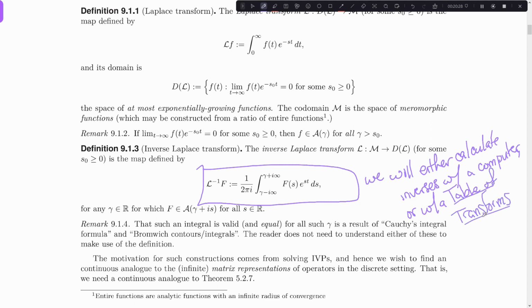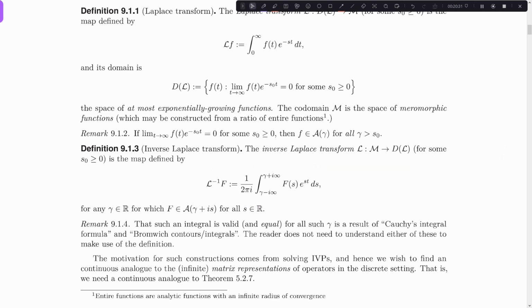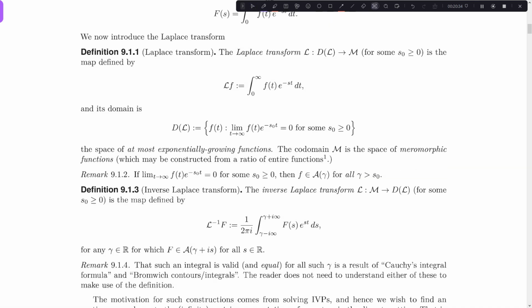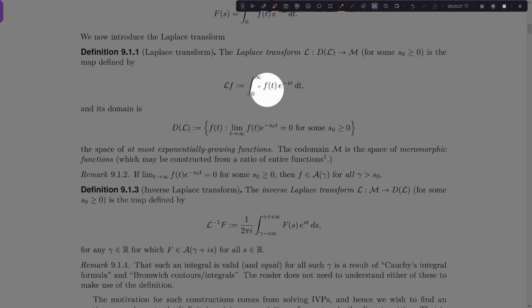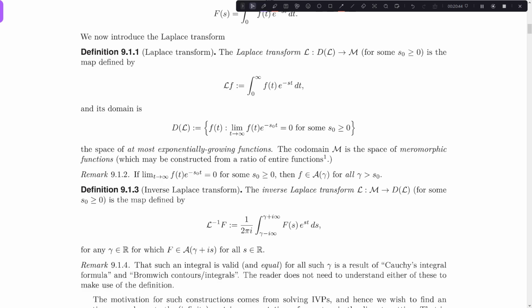And what do I mean by this table of transforms? Maybe I'll jump there right now. So how will we actually be computing inverses? First of all, you should agree with me that computing forward transforms is not that hard. This is an integral that you should be able to compute for a lot of functions f. The inverse is the tricky one.